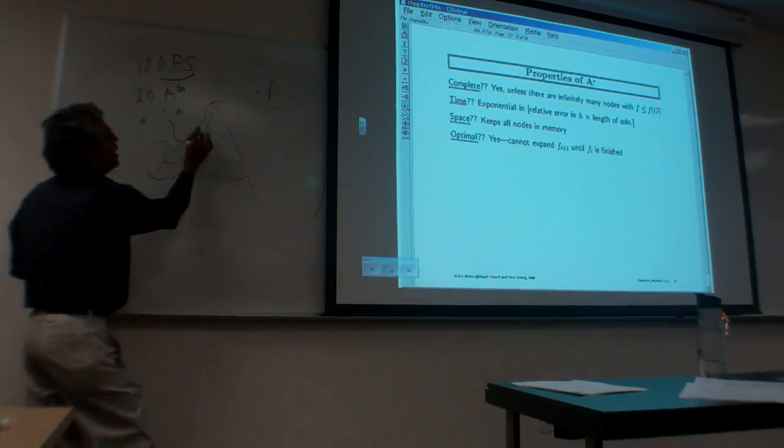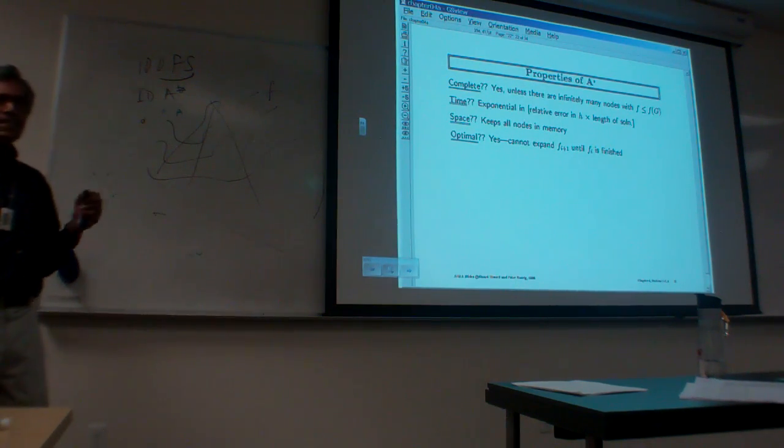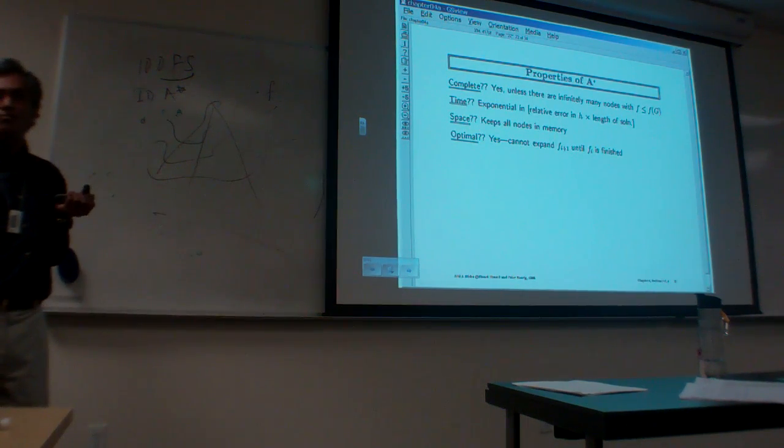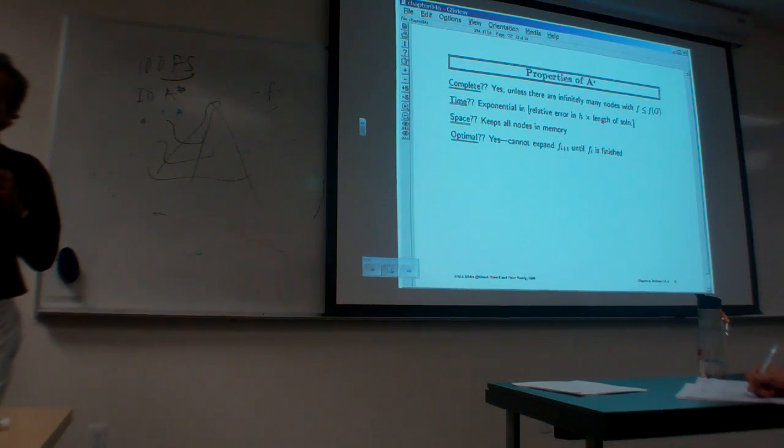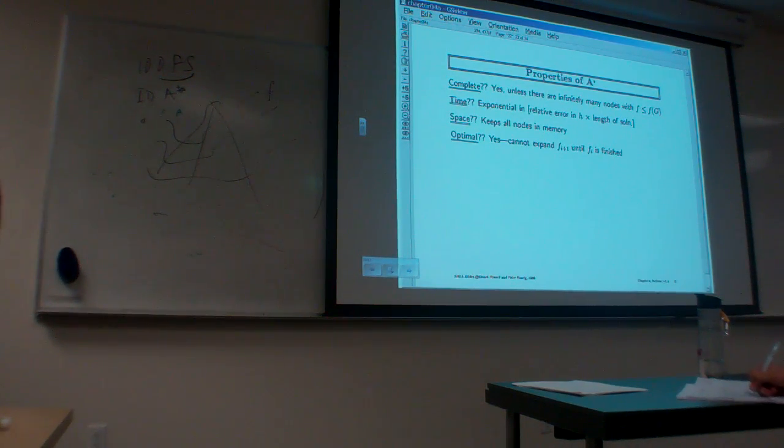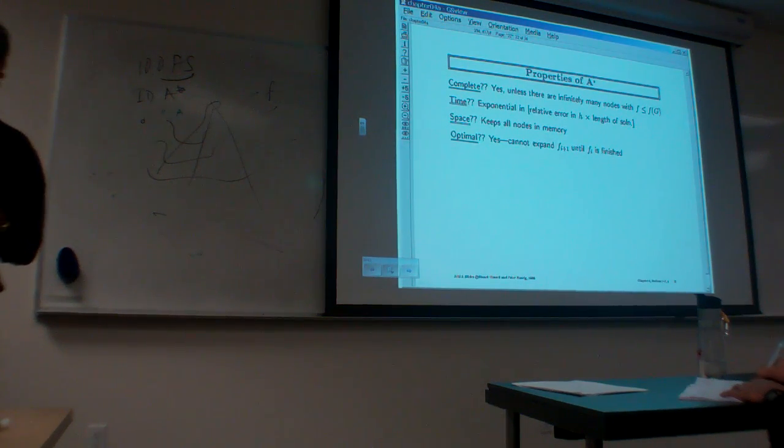Which is why I'm drawing funny shapes. Because F has no connection to depth. So there would be non-uniform shaped iterations, contours. Right? So IDA star would do F value cutoffs, and IDDFS did D value cutoffs. You start from d equal to 0, go 1, 2, etc. Here you start from f equal to 0, then the next higher f value, etc.